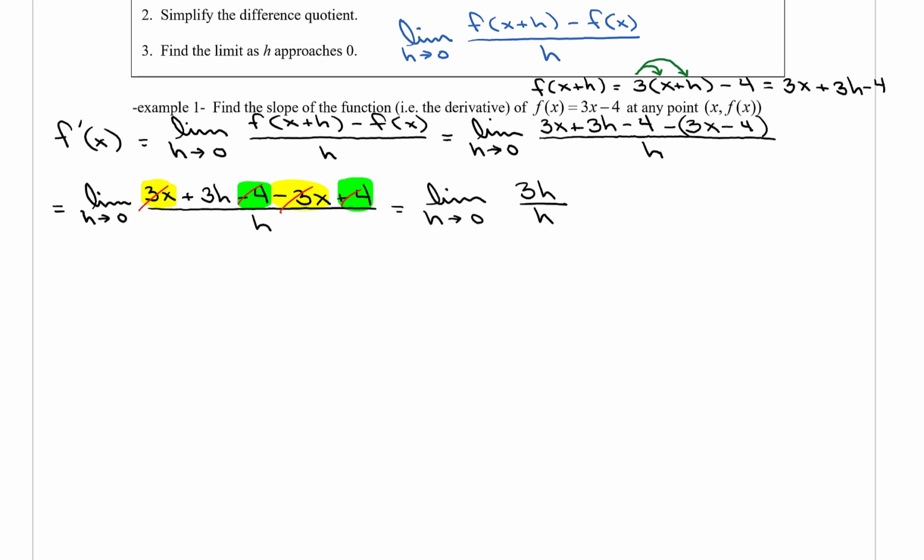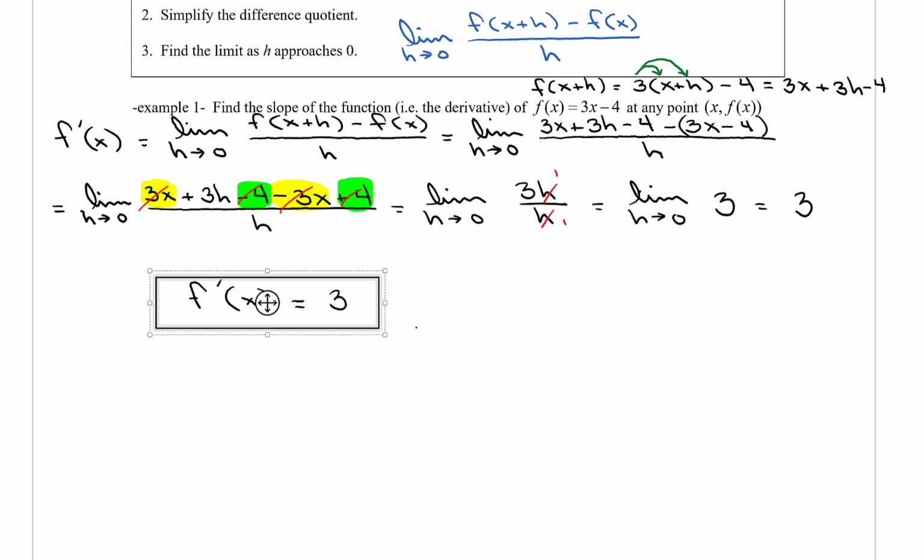We have a common factor of h here in the numerator and denominator, so I can divide those out, and I'll just be left with factors of 1. And I'll just end up with the limit as h approaches 0 of 3. And this is going to be equal to 3. So I'm just going to go ahead and rewrite here. The derivative of f of x equals 3, and I'm going to box that entire thing in.